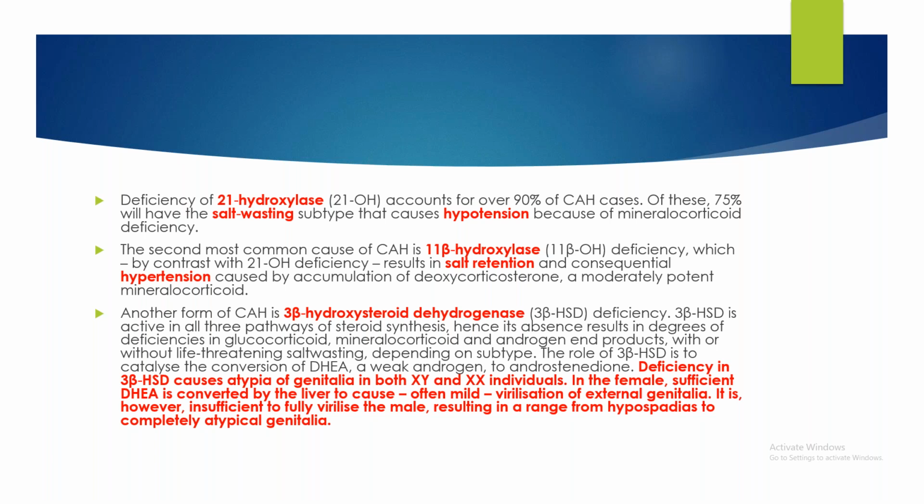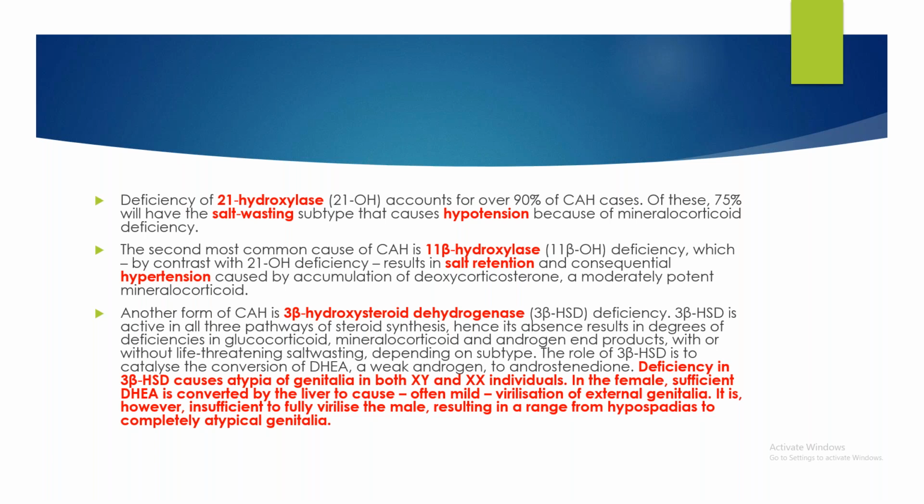So there are three types of deficiencies in this CAH. The first one and most common form is 21 hydroxylase deficiency. It is 90% of congenital adrenal hyperplasia cases. 75% of these will have salt wasting and hypotension because there will be mineralocorticoid deficiency. Second most common is 11 beta hydroxylase deficiency. It is exactly opposite to that of 21 hydroxylase. So here there will be salt retention and hypertension because there will be accumulation of deoxycorticosterone, which is a moderately potent mineralocorticoid.